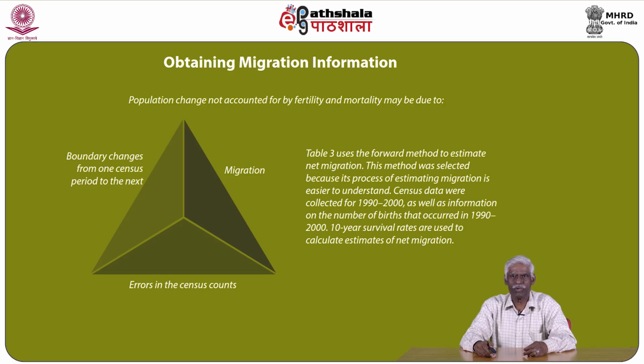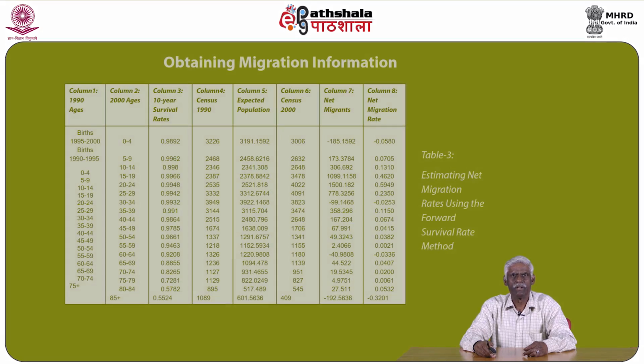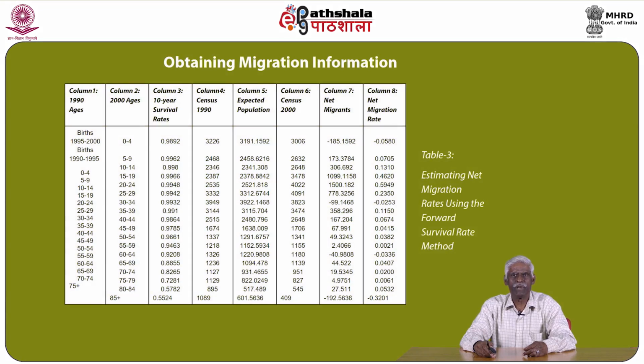Census data, for example, which were collected for 1990 to 2000, as well as information on the number of births that occurred in 1990 to 2000, and 10-year survival rates are used to calculate the estimates of net migration. Table 3 depicts estimating net migration rates using the forward survival ratio method, and the table clearly gives, over different age groups, how these different components are presented so as to obtain the results.